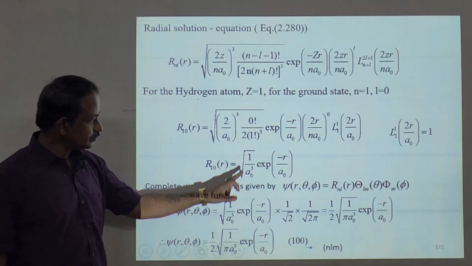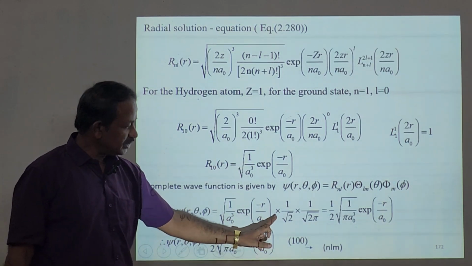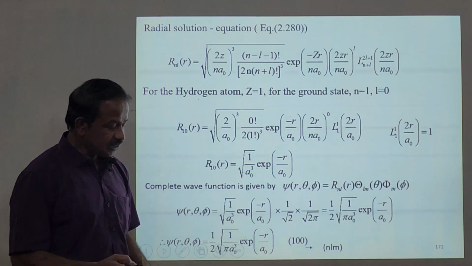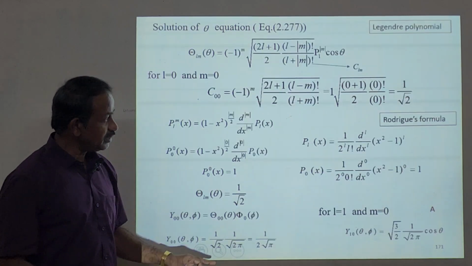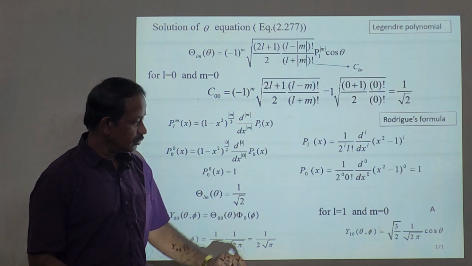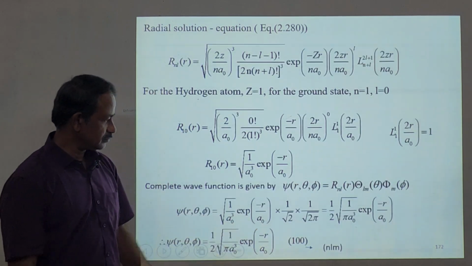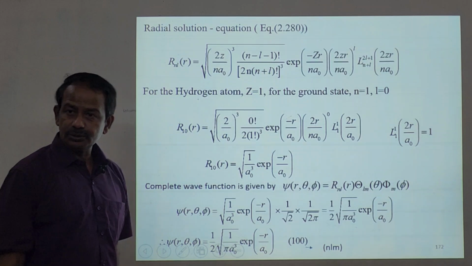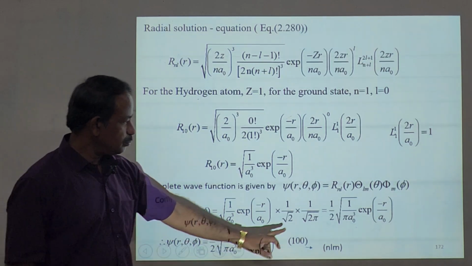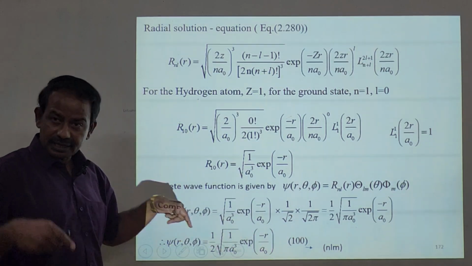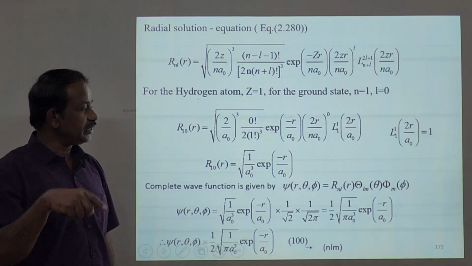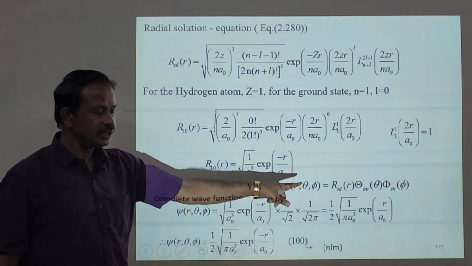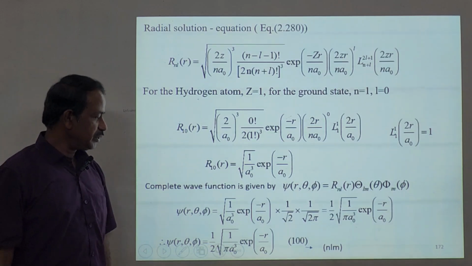Is it okay? Your radial part is here, multiplied by your theta part. The theta part we have already calculated as 1 by root 2. The phi part we have already calculated earlier as 1 by root 2 pi. Root 2 times root 2 will give you 2. Pi and a0 to the power 3 under root. So I have taken exactly under root 1 divided by pi a0 cube. The remaining thing will be e power minus r by a0.